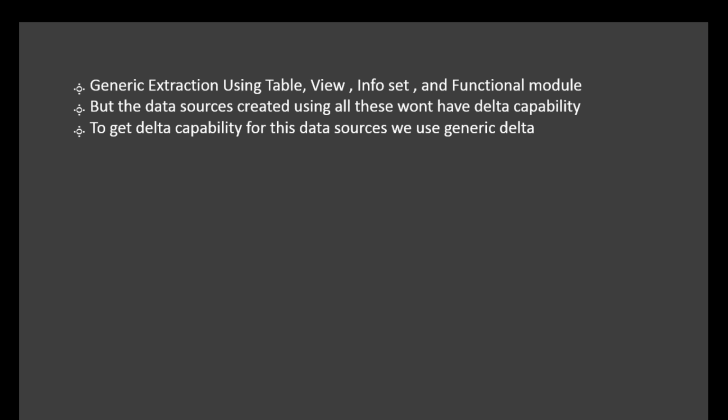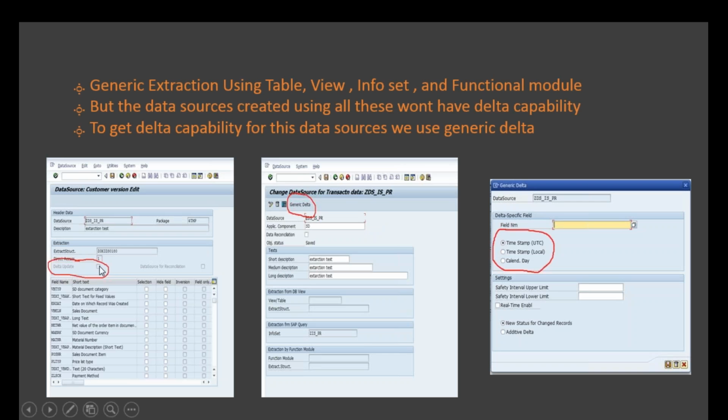So for generic data extraction using table, view, infoset, and function module, a data source created using all of these won't have delta capability. To get that capability for this data source, we need to use the generic delta option. Here you see, delta update is not selected. When we are creating the data source, this screen will also appear, where we can see whether the data source is delta update enabled or not.